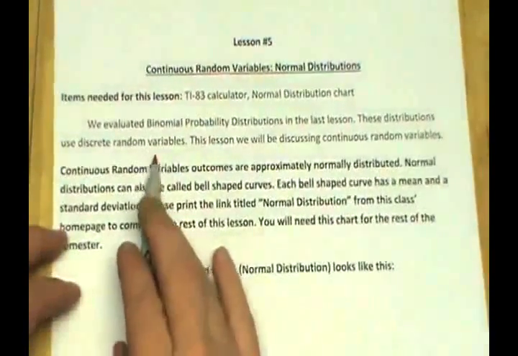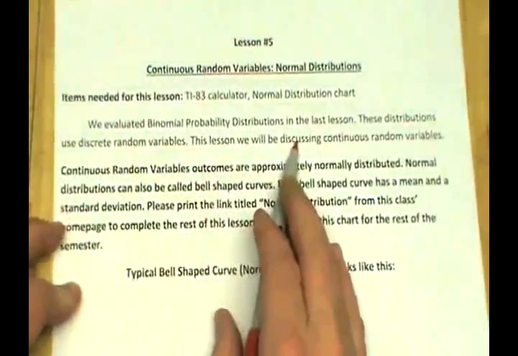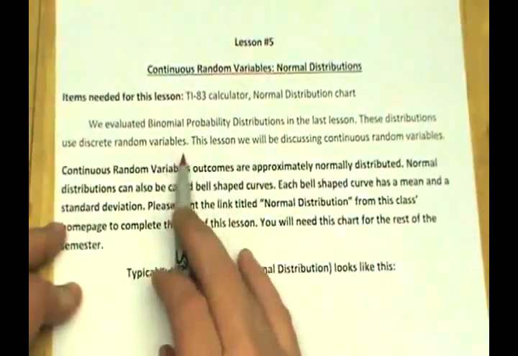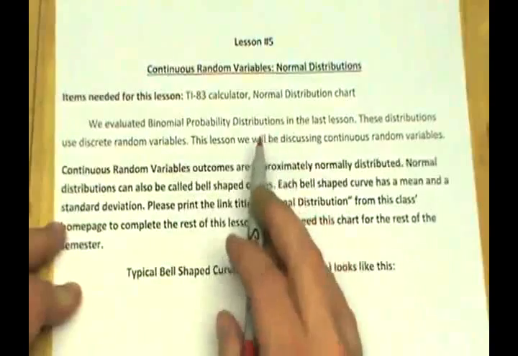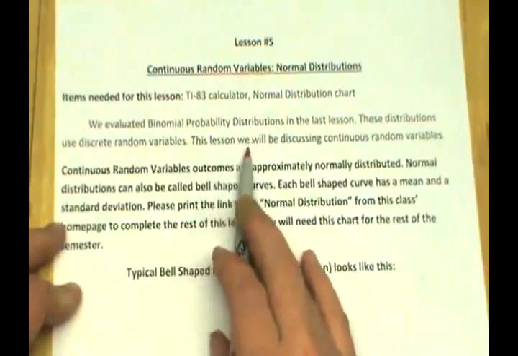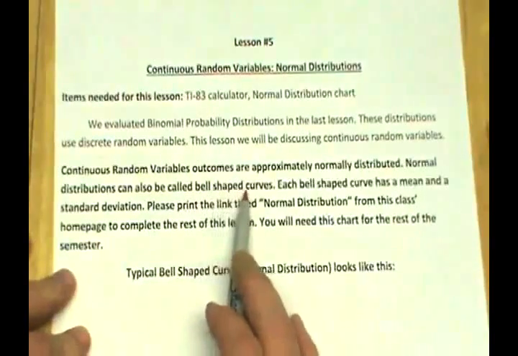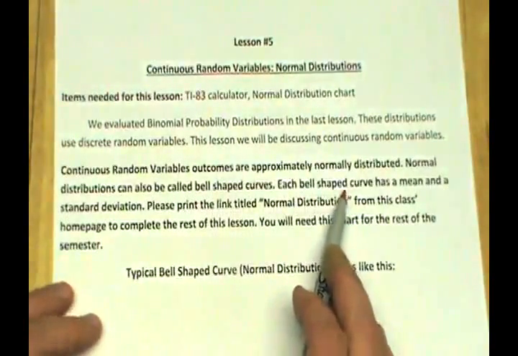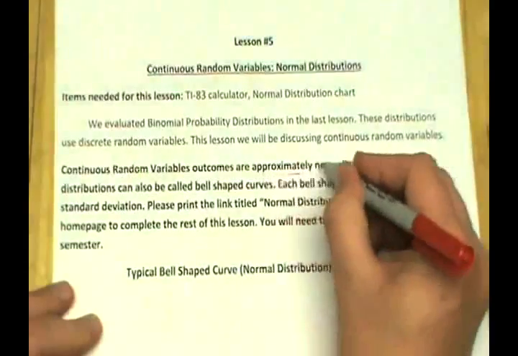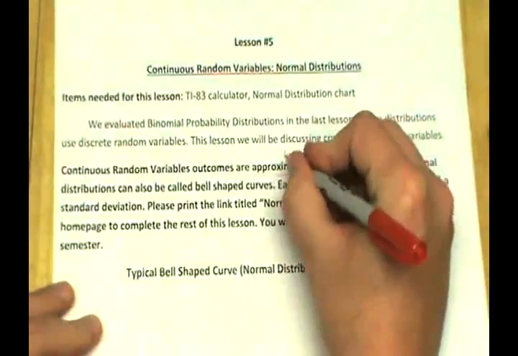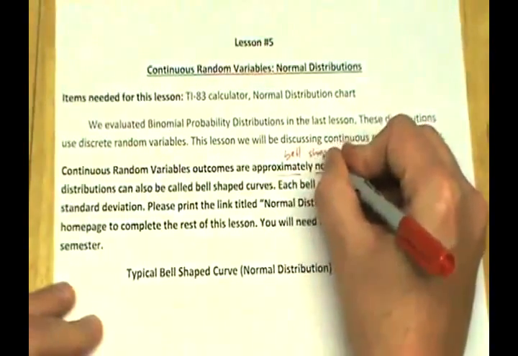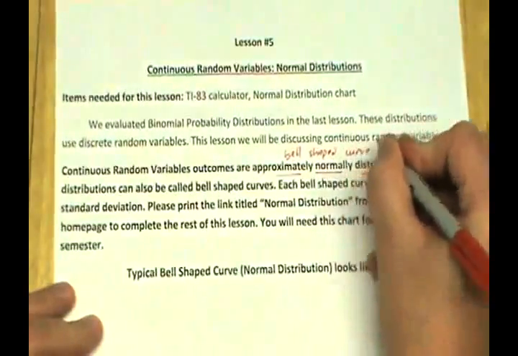We evaluated binomial probability distributions in the last lesson. These distributions use discrete random variables. That was lesson number 4. This lesson we will be discussing continuous random variables. Continuous random variables' outcomes are approximately normally distributed. Approximately normally distributed is three words that also mean bell-shaped curve. I like to use bell-shaped curve. It's a little nicer wording.